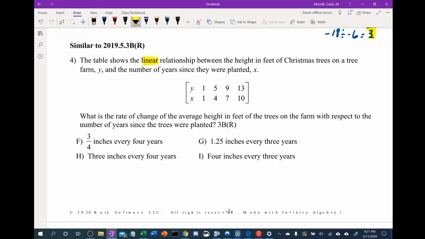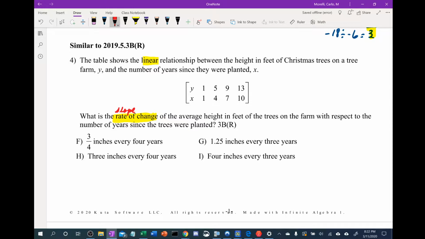The table shows the linear relationship between the height in feet of Christmas trees on a tree farm, Y, and the number of years since they were planted, X. What is the rate of change, this is important, of the average height in feet of the trees on the farm with respect to the number of years since the trees were planted? What it's saying is, what is the change in the Y value with respect to the change in the X value? In other words, what is the slope of this line?